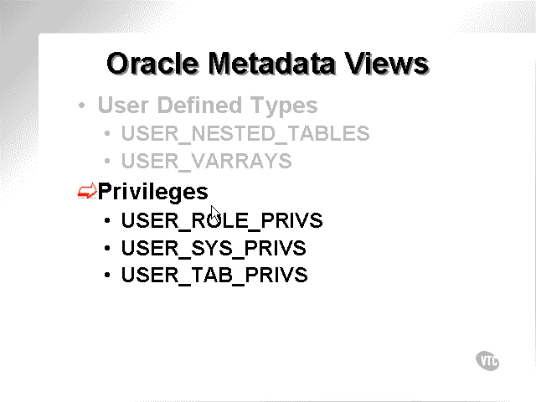Generally, a role is a grouping of privileges. A system privilege allows you to execute a DDL command. In other words, create a table, alter a table. Table privileges are privileges granted on individual tables to either other users or yourself.